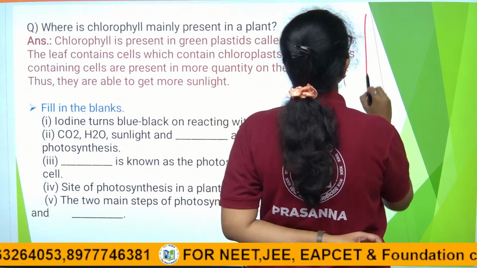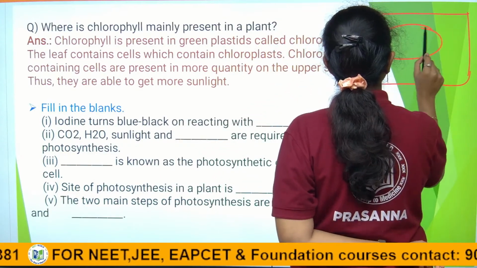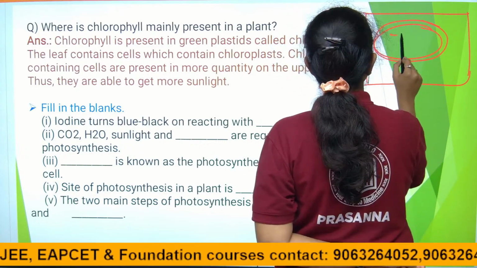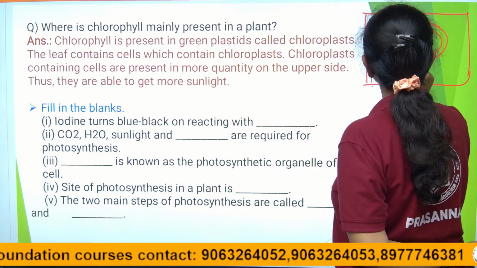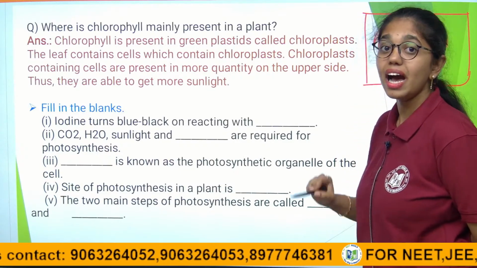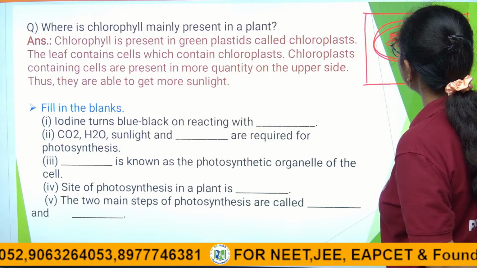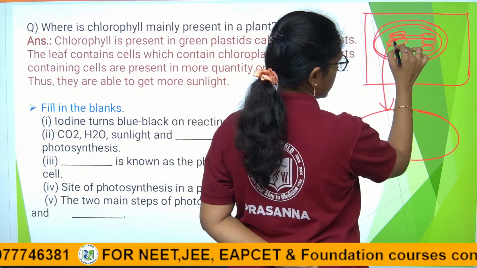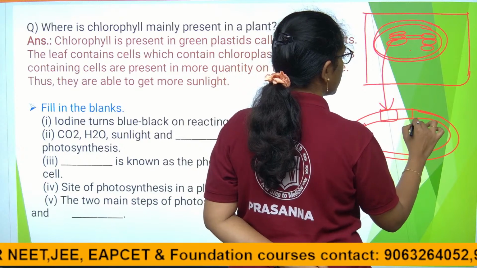If you consider this as a cell, and a chloroplast, which we have learnt in the previous class, this is a double membrane bound organelle inside which you will have membranous sac like structures, thylakoids. A stack of sac like structures is called grana. So, inside this chloroplast you will have chlorophyll pigments. Chlorophyll pigments are present over the thylakoid membrane, inside photosystems.